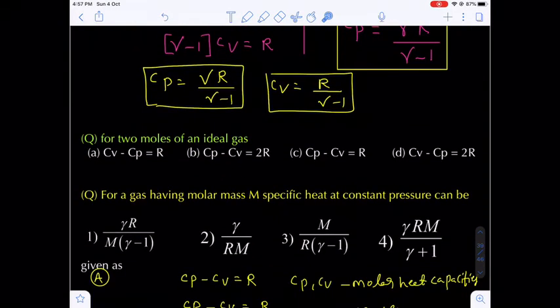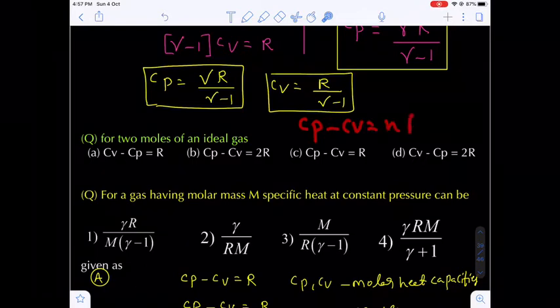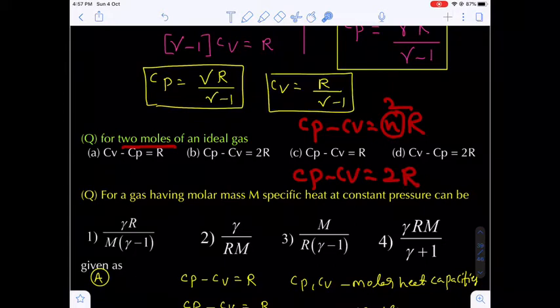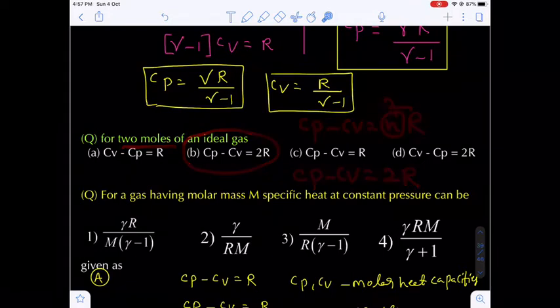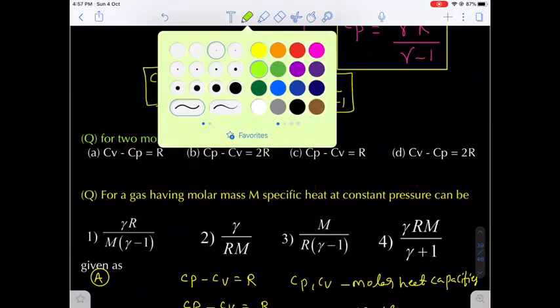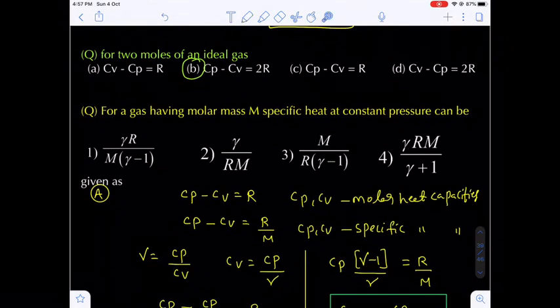Now the question is, for 2 moles of an ideal gas, which one is correct? Just now I told you Cp minus Cv is equal to nR, where n is the number of moles. In the question, the number of moles is given as how much? 2 moles. So Cp minus Cv is equal to 2 times R. That will be option B, the second option. Are you getting my point? This will be the answer. Second option.